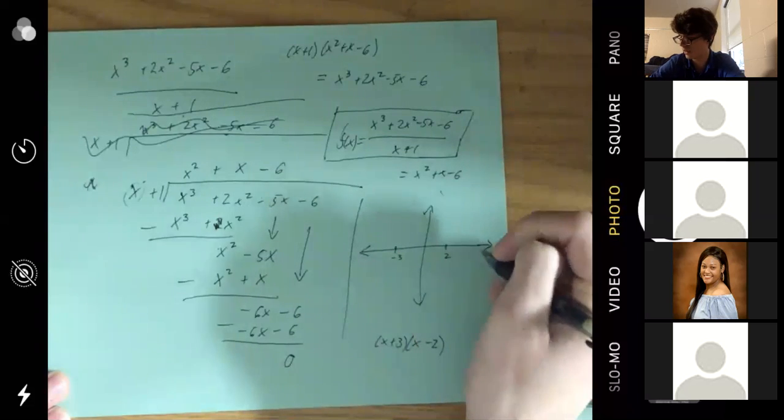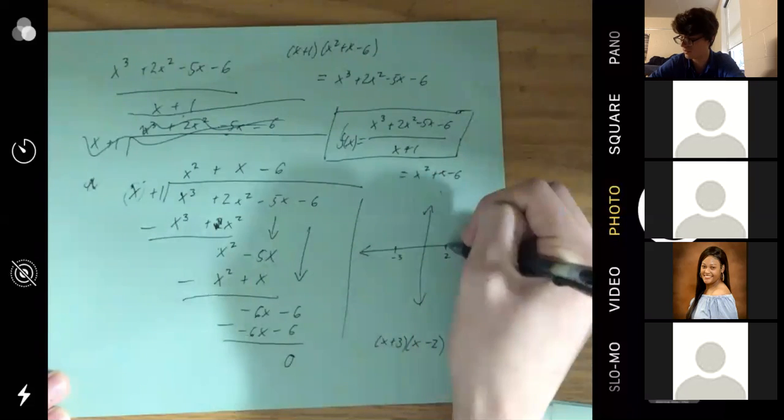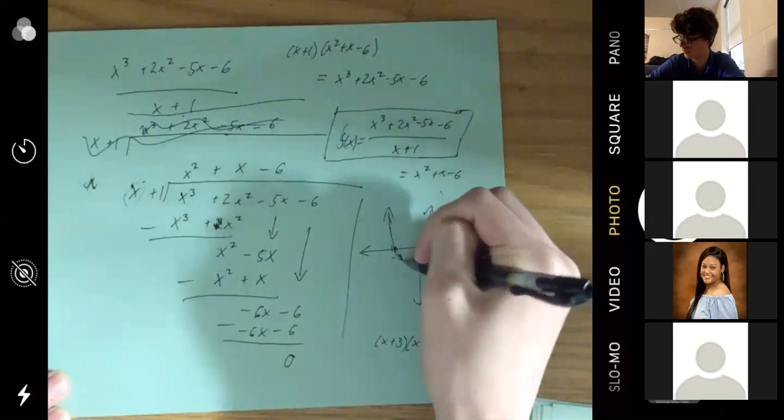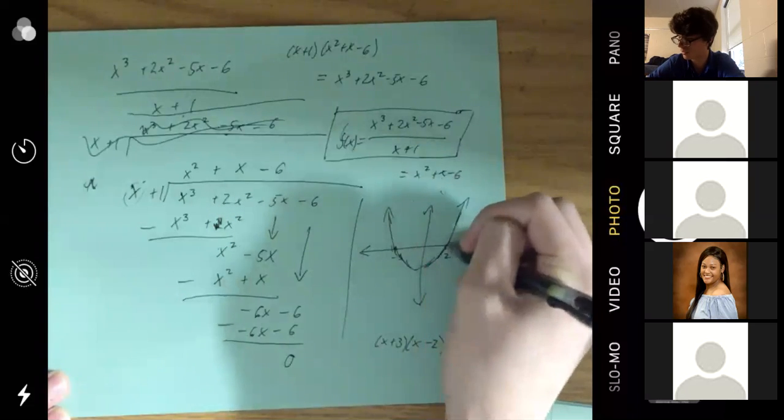It's going to have a 0 at positive 2. And it's going to be upward facing because the end behavior is positive in both directions, because it's a parabola with a positive coefficient. So the graph's going to look like this.